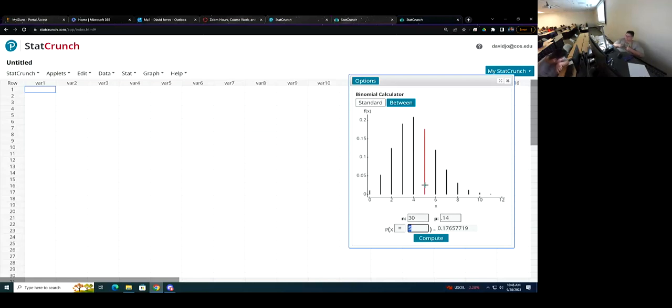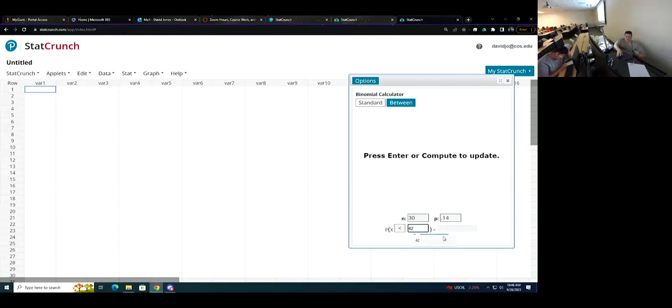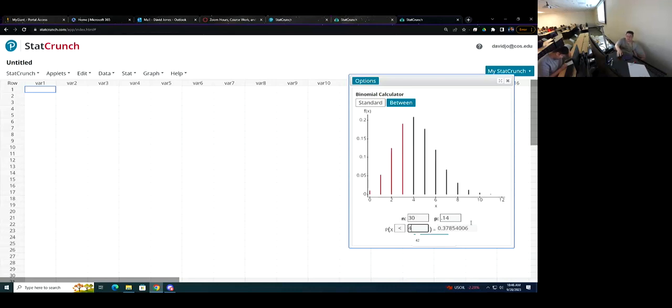The next one we want to see was x was less than 4. So I'm going to change this to say less than, and I'm going to change that to say 4. Hit enter. And now I can see that the 0, the 1, the 2, and the 3 column are red, and the rest of them are black. And it gives me a value of 0.3785.